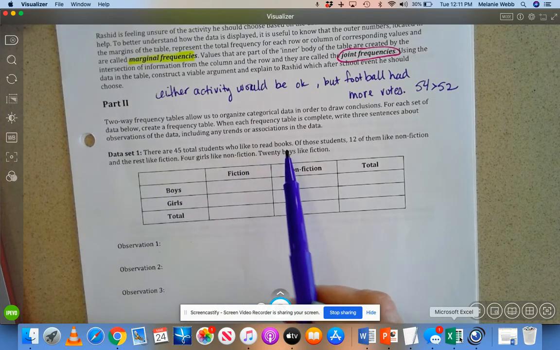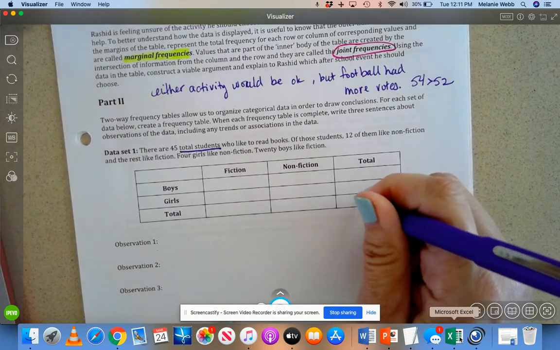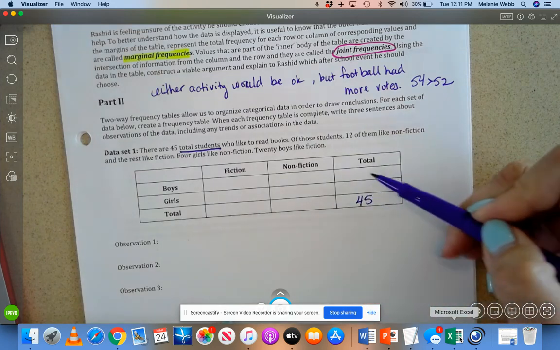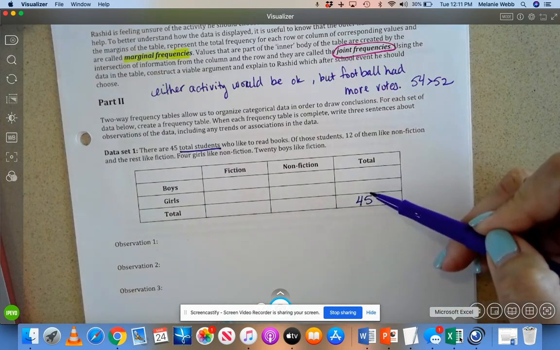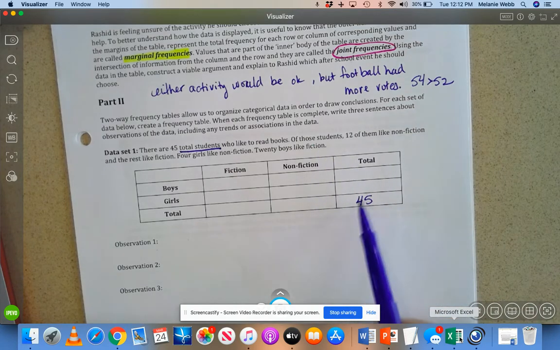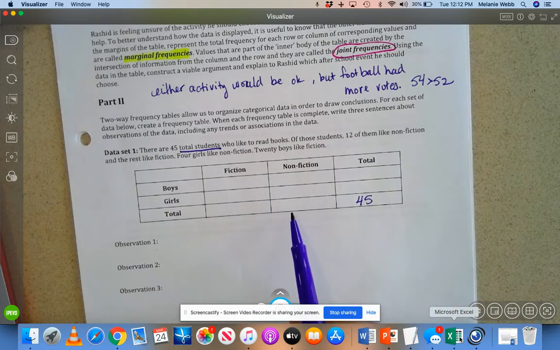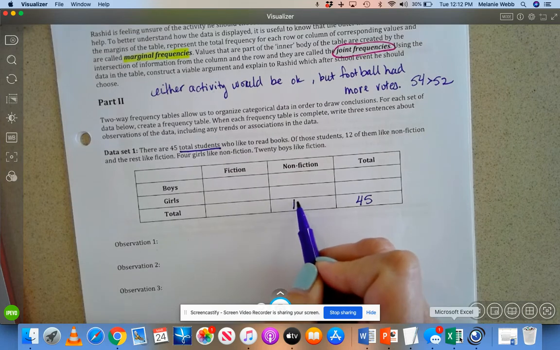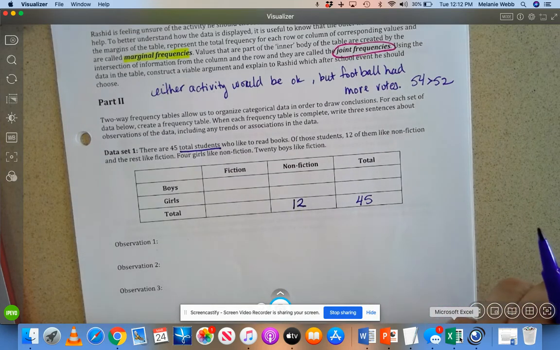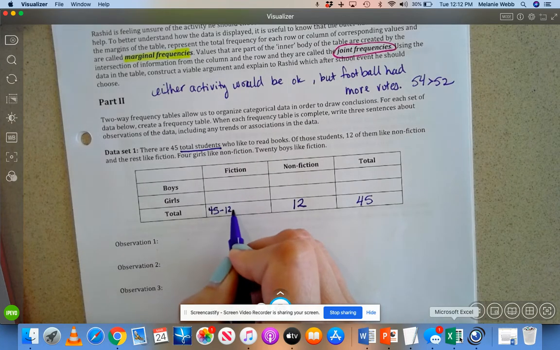Well, if there's 45 total students, then that 45 is going to go right here, right? Because you're going to have the number of boys and the number of girls. So of those 45 students, 12 of them like nonfiction. We don't know boys or girls, but we know that 12 of them like nonfiction, and the rest like fiction. So the rest like fiction is just going to have to be whatever 45 minus 12 is, right? Which is 33.